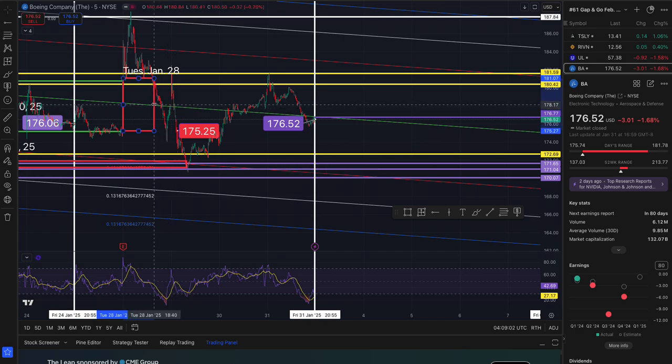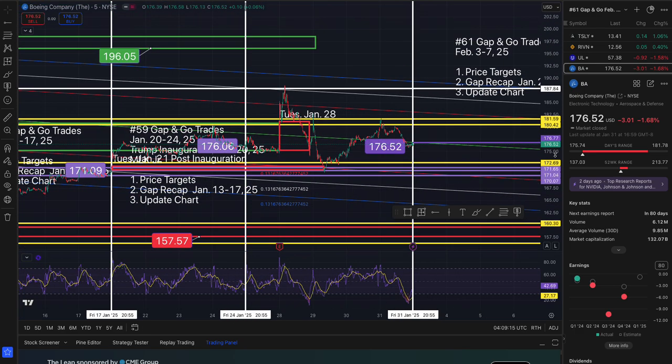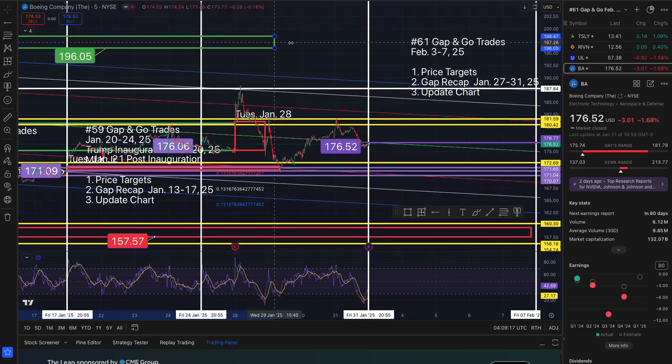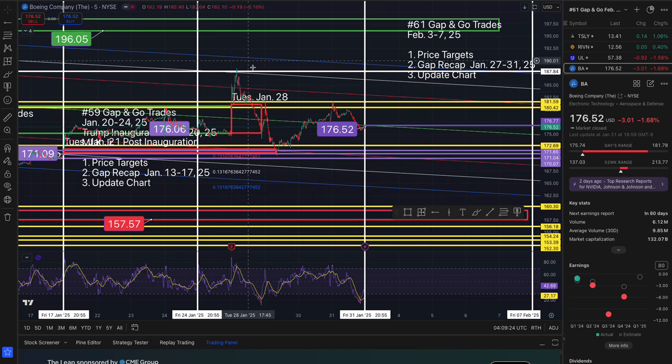Let's clean up this one. This touched right there at roughly 175.25, so that's done. Cleaned up. And to the north side, we have this gap to look forward to, but right now we're slowly drifting down after giving it up here. RSI turning up, it looks like. So we could go a little bit more and then bounce up.